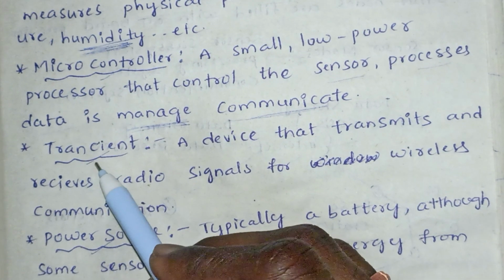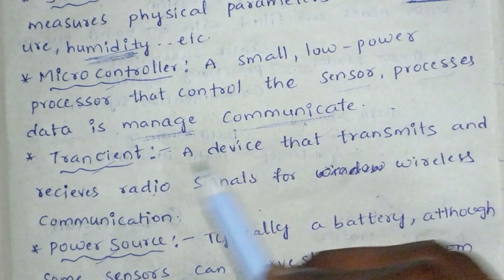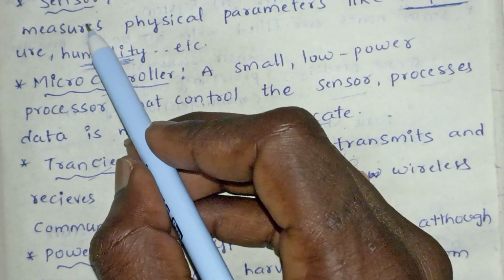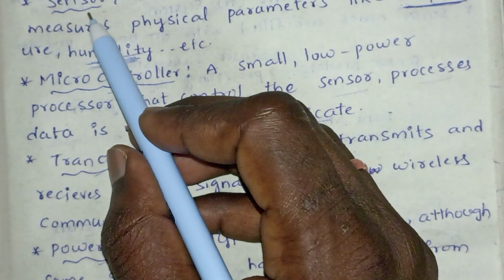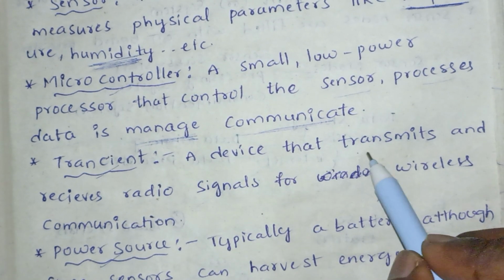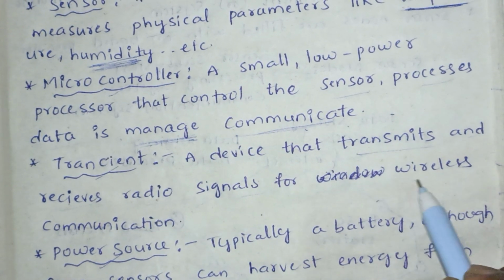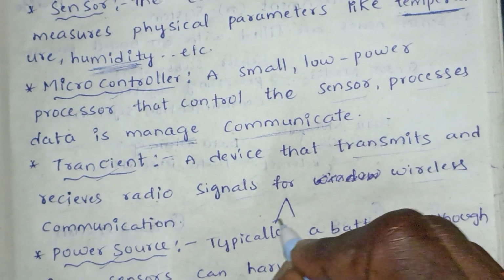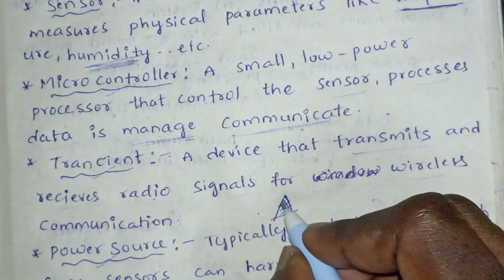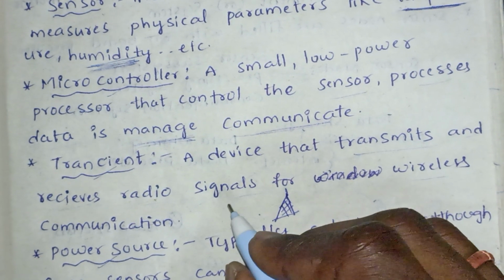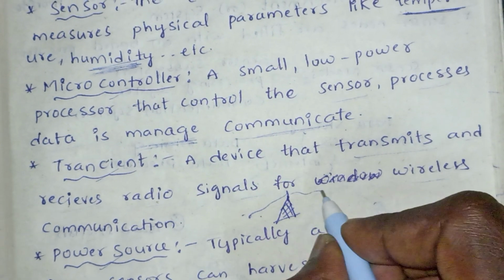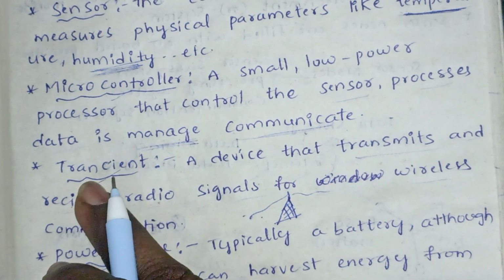Next, the transceiver. The transceiver is a device that transmits and receives radio signals for wireless communication. As I already told, this is a wireless setup. So the transceiver transmits and receives radio signals for wireless communication. There is a base station with wireless communication, and it can receive radio signals from other devices. That is the transceiver.